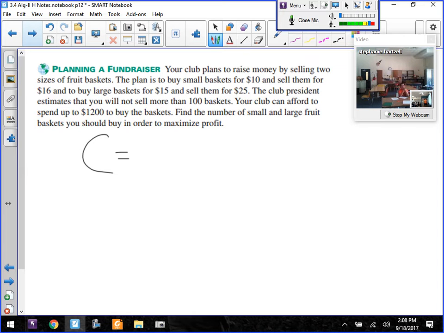Well, you're selling two things, small fruit baskets and large fruit baskets. So how much profit do you make on a small one, and how much do you make on a large one? $6 for a small one, and $10 for a large one. Perfect. Everybody see that? You're buying them for 10, selling them for 16, which means you make $6 profit. Sometimes they will tell you your specific profit, sometimes you have to figure it out.